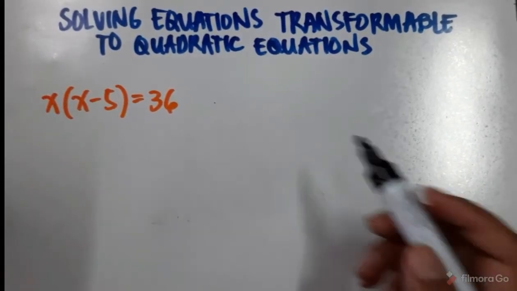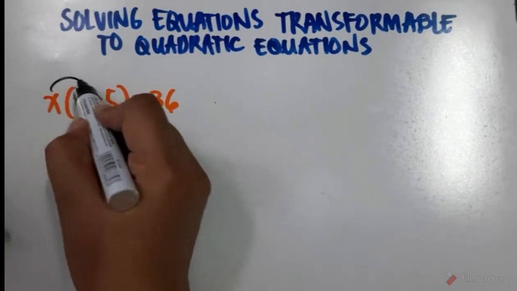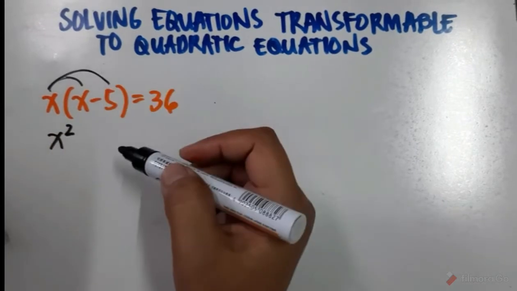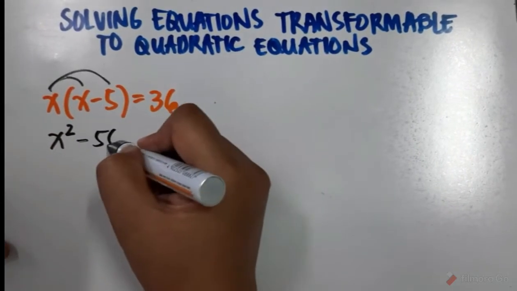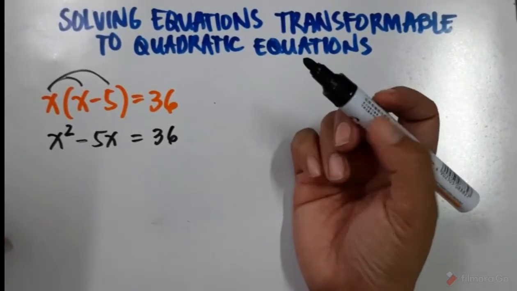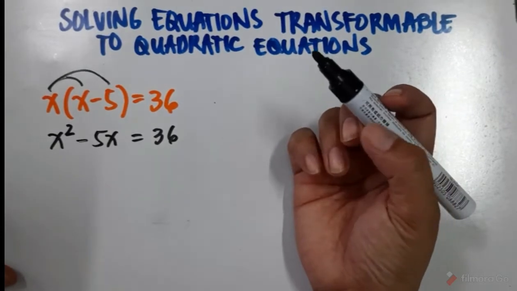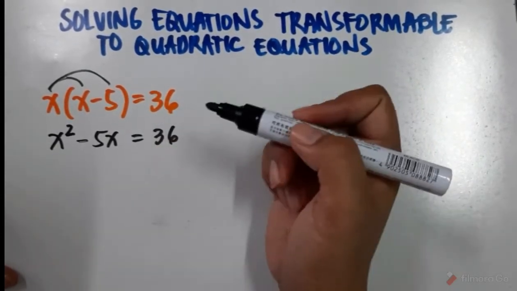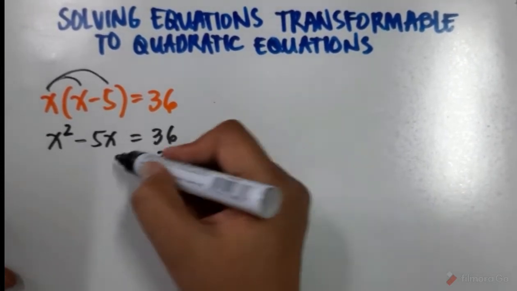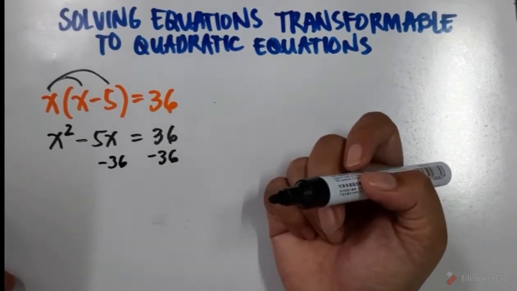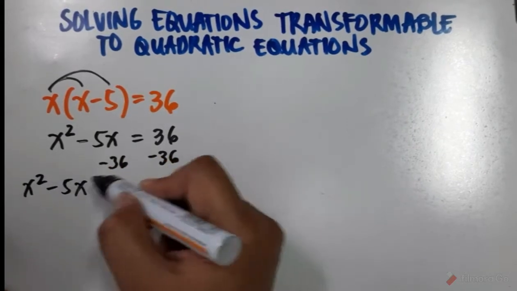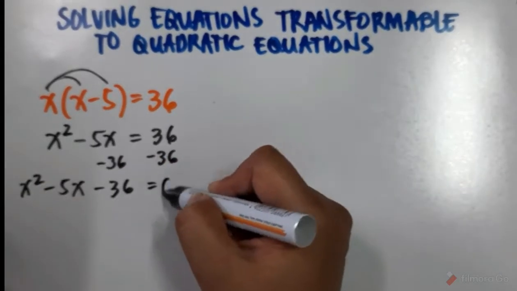To solve this, we use the distributive property first. x times x gives us x squared, and x times negative 5 is negative 5x, which is equal to 36. Then we use the addition property of equality, or getting the inverse, to make the equation equal to 0: negative 36. Make sure to add it on both sides of the equation. So we have x squared minus 5x minus 36 is equal to 0.